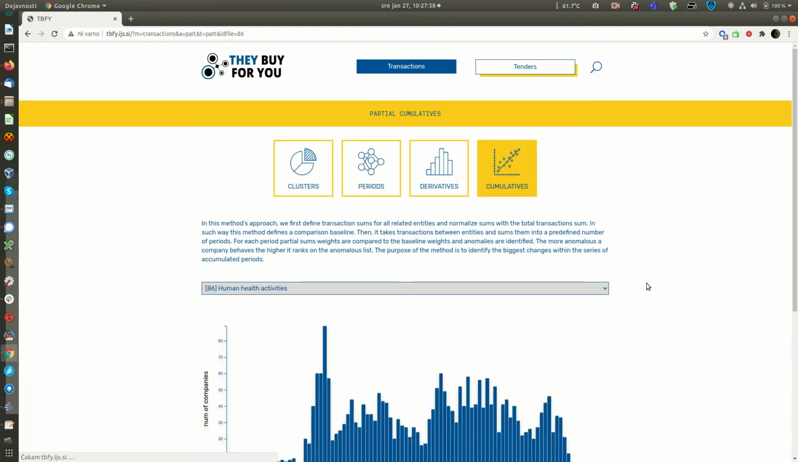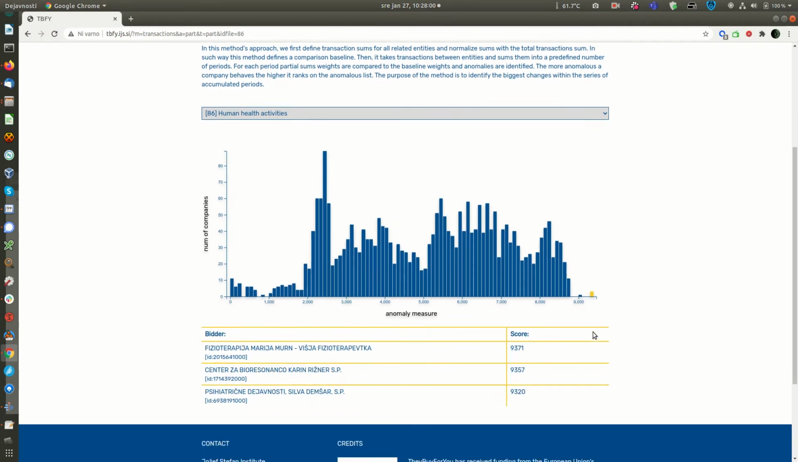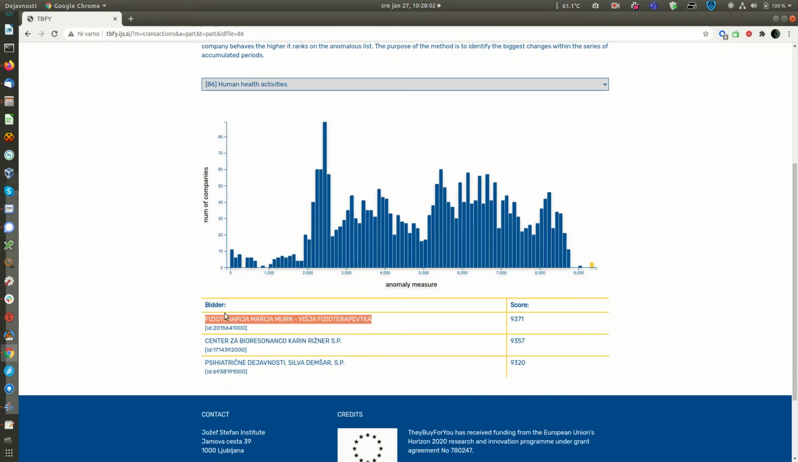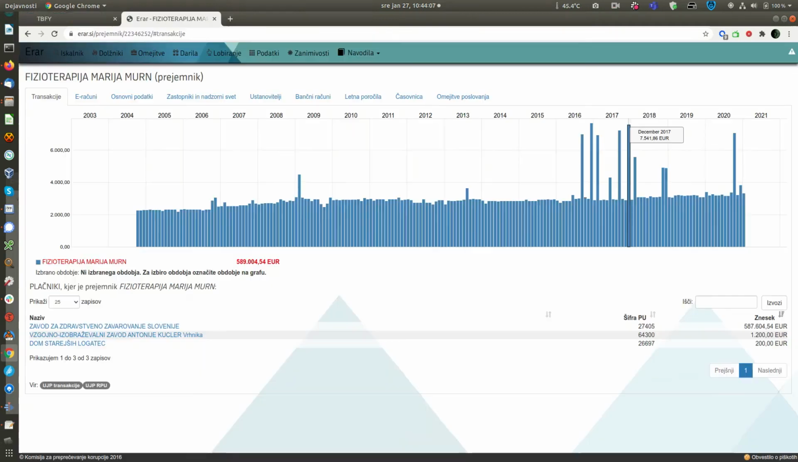If we select human health activities, we can see a company for physiotherapy which has the highest anomaly measure within health services. A quick look into the ERAR database visually reveals anomalies in payments to this company.